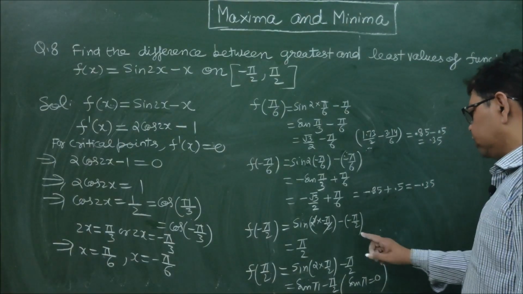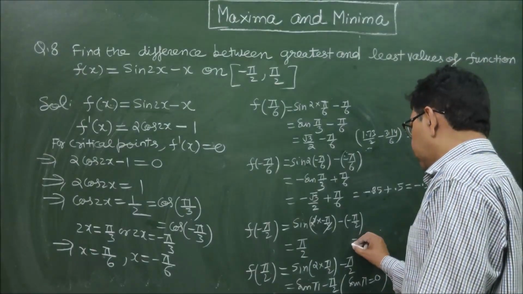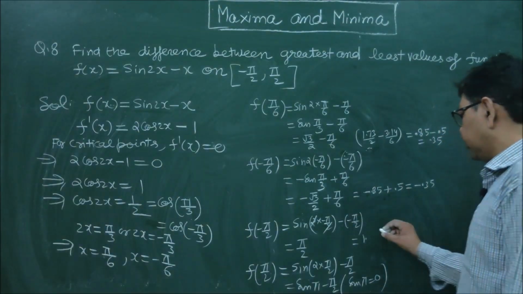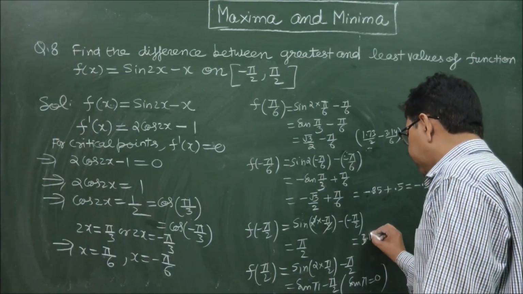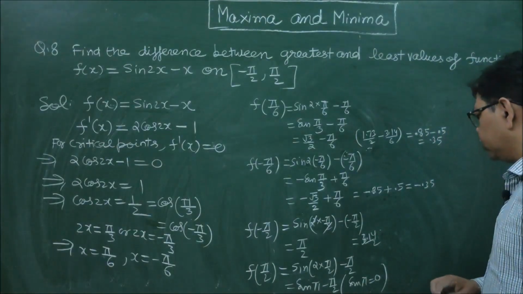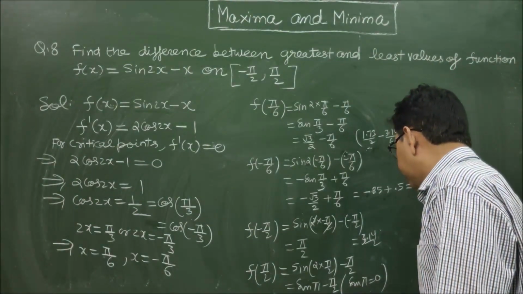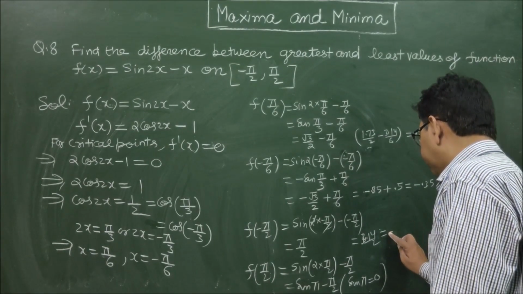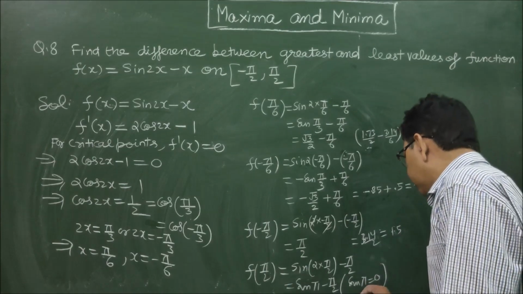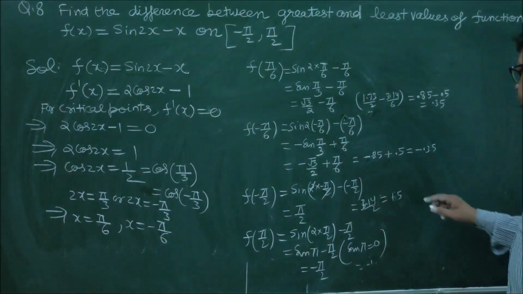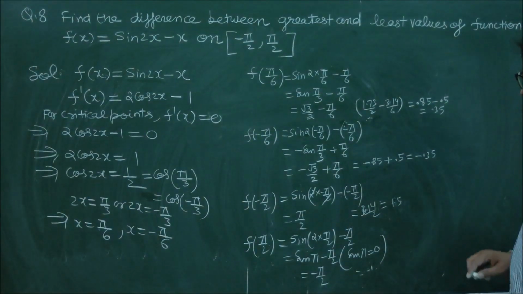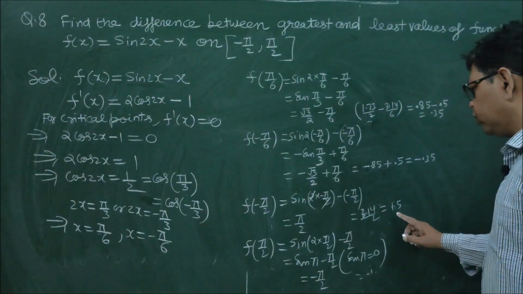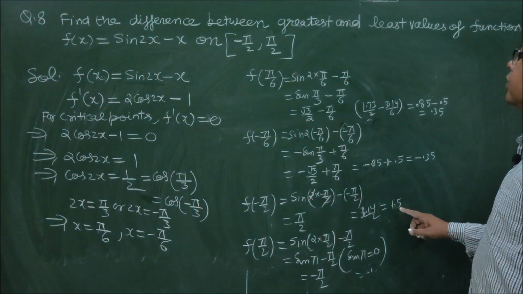So the third value is pi upon 2, which is equal to 1.57, far ahead of these two values, and the last value is minus pi by 2, which is approximately minus 1.57. So the maximum value is pi by 2, at x equal to minus pi by 2.